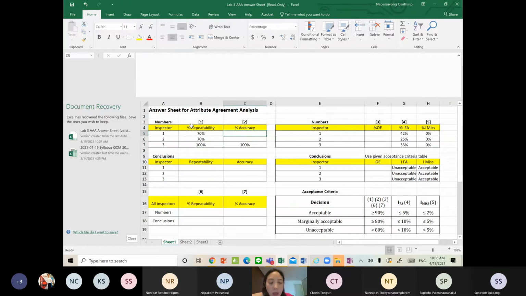How about accuracy? 60, the first one, and then 70, and 80. Okay, so we will say unacceptable here, right? Okay, and 100% acceptable.